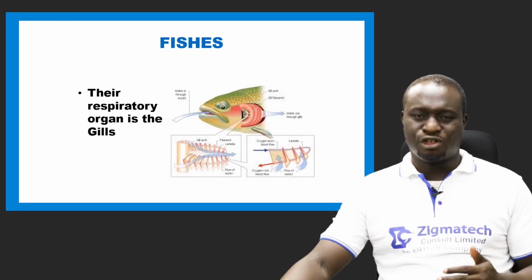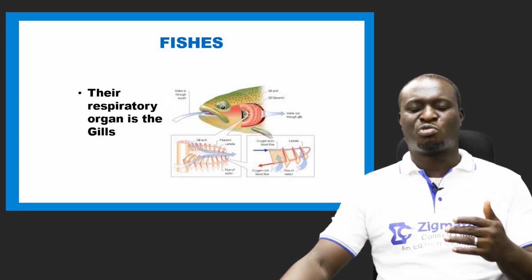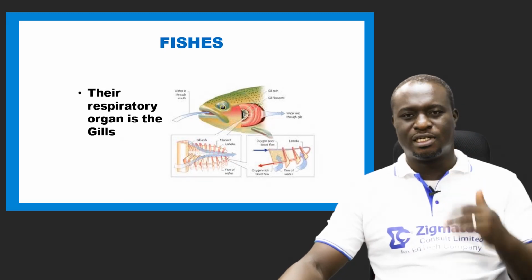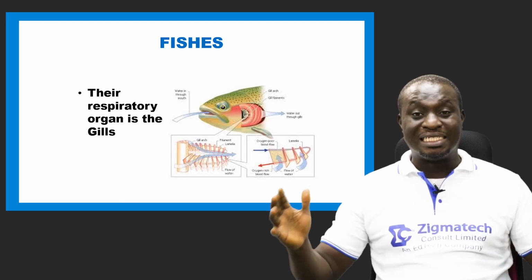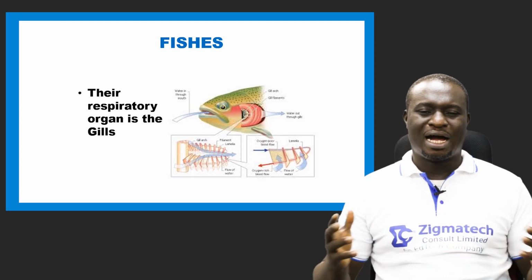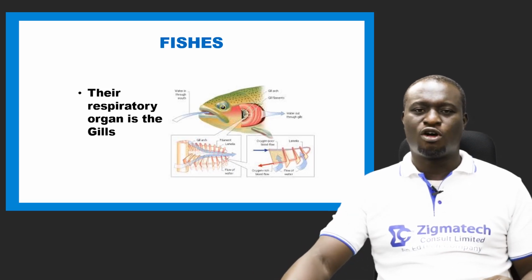We also have the fish. The respiratory organ of the fish is the gills. We're going to be discussing the gills in detail. So we have the gills as the respiratory organ of the fish.